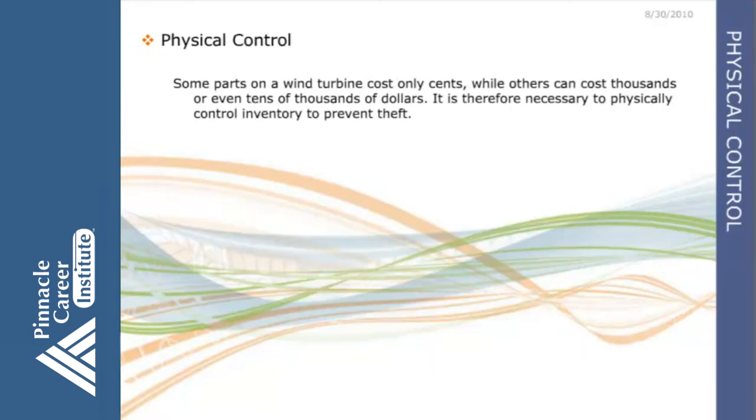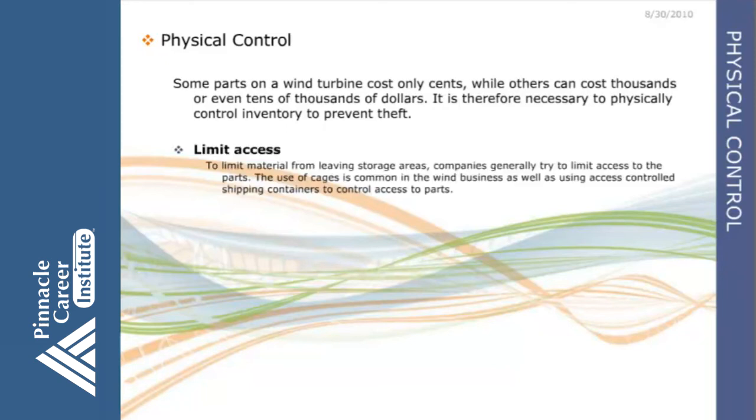Some parts on a wind turbine cost only cents, while others can cost thousands or even tens of thousands of dollars. It is therefore necessary to physically control inventory to prevent theft. To limit material from leaving storage areas, companies generally try to limit access to the parts. The use of cages is common in the wind business, as well as using access-controlled shipping containers to control access to parts.